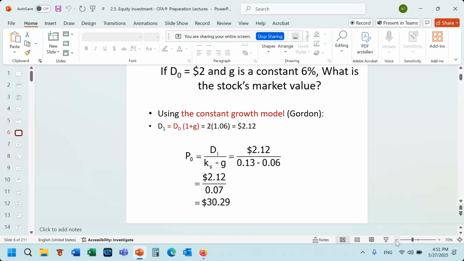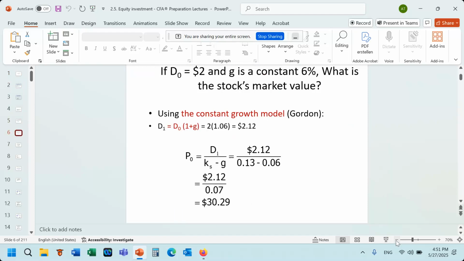The simple form of the Gordon formula can be done with the following example. The dividend at time 0 today is $2. There is a constant growth rate, which in a minute we calculate, and that is something that we have done in the past too. And we want to calculate the price of this stock.